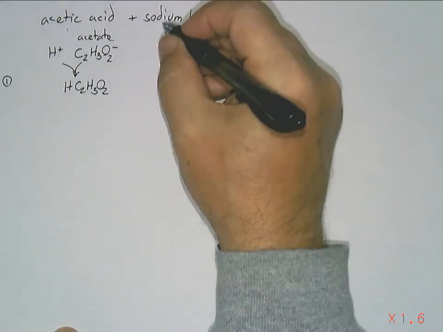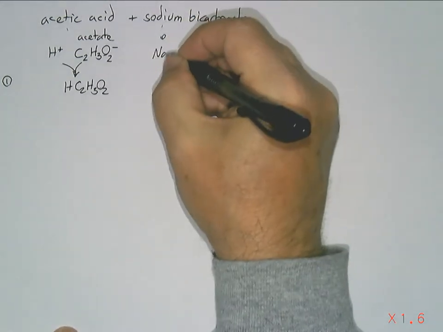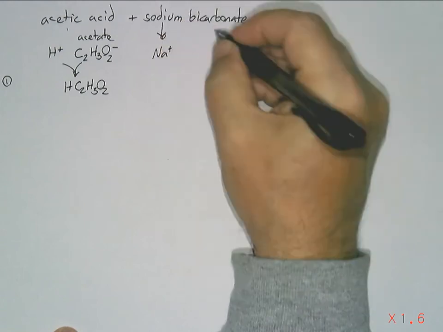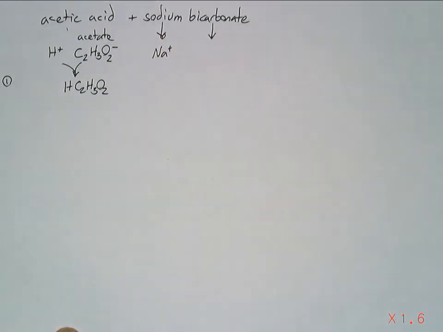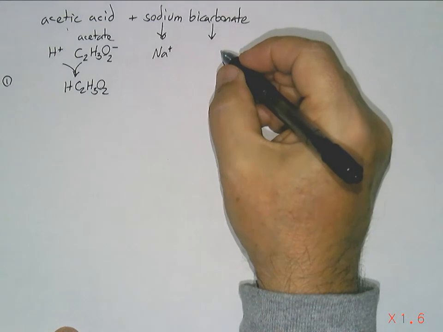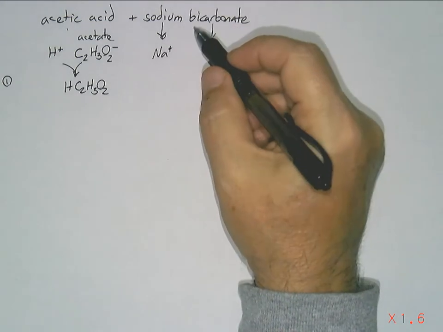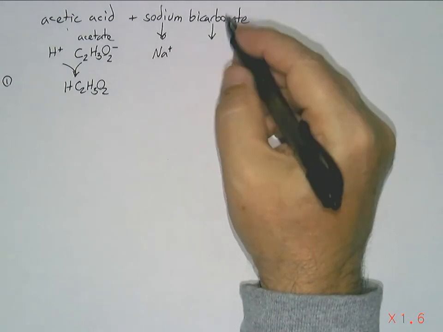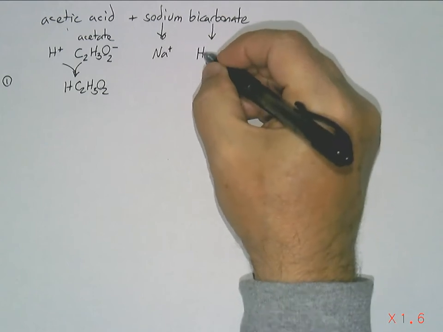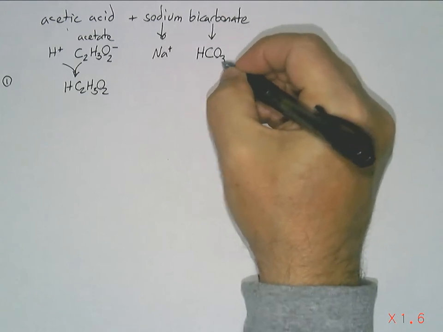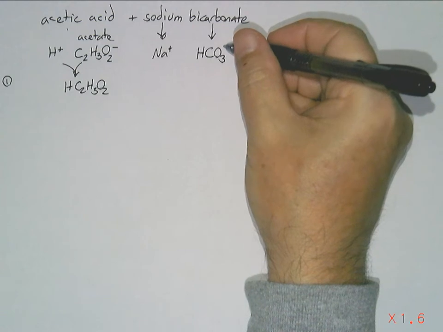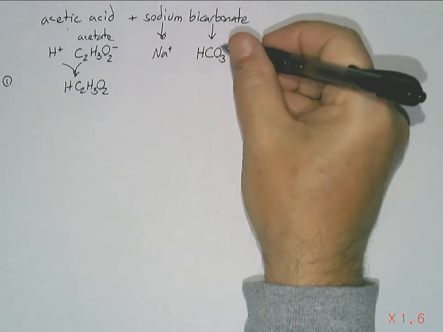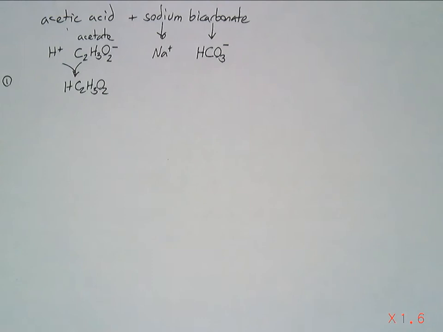Sodium bicarbonate. Okay, sodium is Na plus, and bicarbonate. Okay, carbonate is CO3 minus 2. And putting a bi on there means you've hooked a hydrogen to it. So it's a hydrogen ion hooked to a carbonate. Now carbonate is CO3 minus 2. So if you hook a H plus to it, it's HCO3 minus.